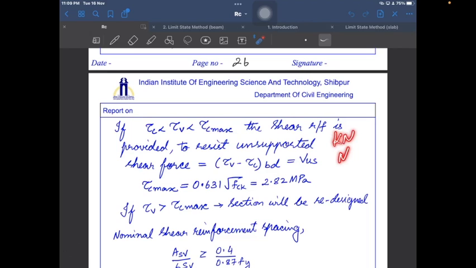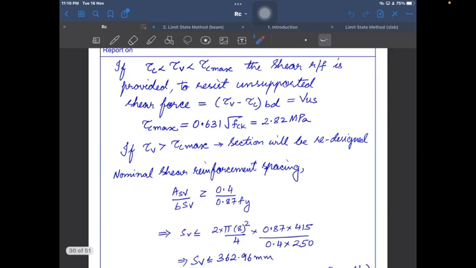Kilonewtons, newtons, newton millimeter, kilonewton millimeter. Don't get confused with the units in these formulas. Always make a note of them and proceed carefully. Our tau C max is given by this formula; for my fck 20, I've got this value. So if our tau V is greater than tau C max, our section has to be redesigned.